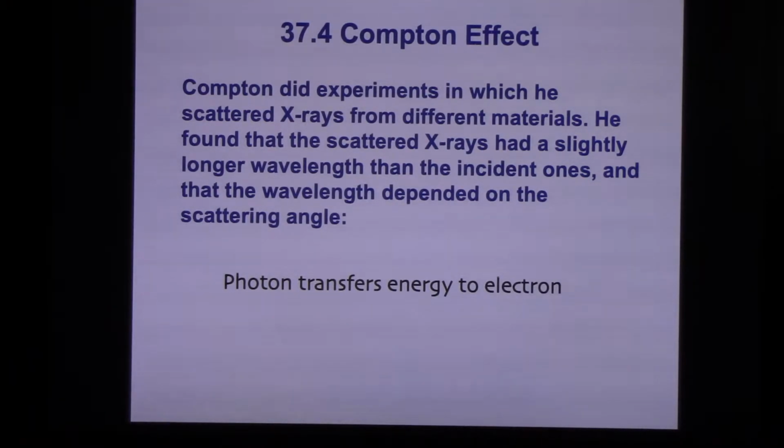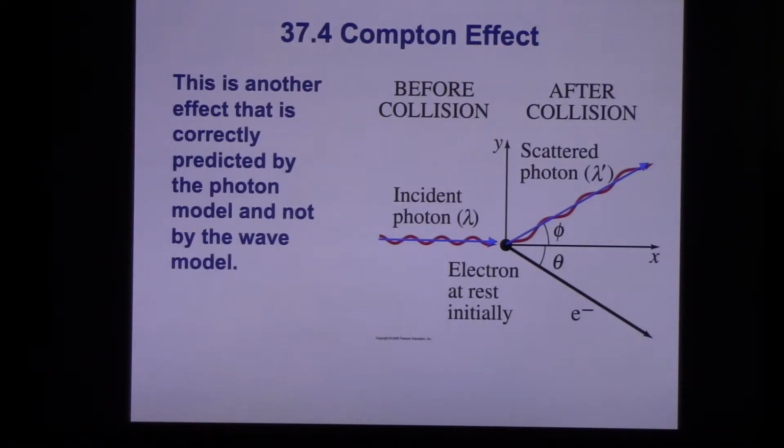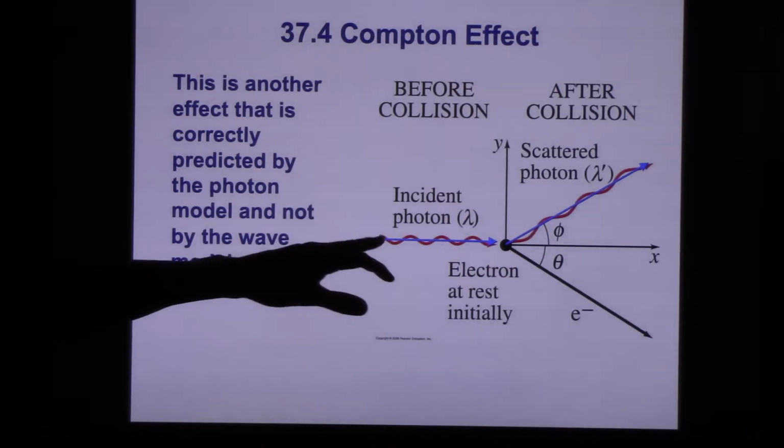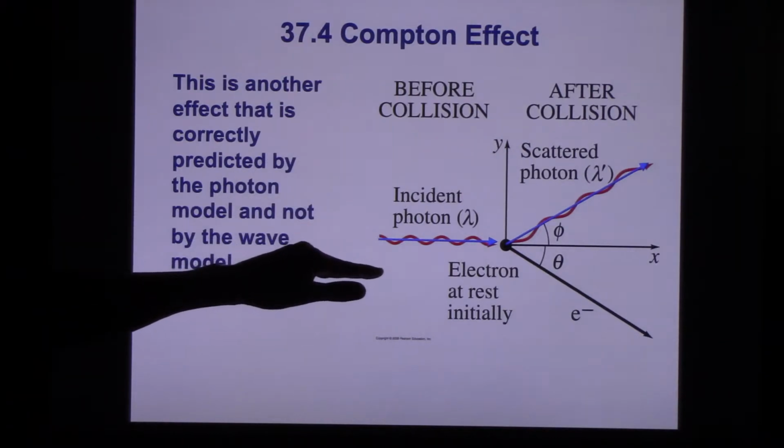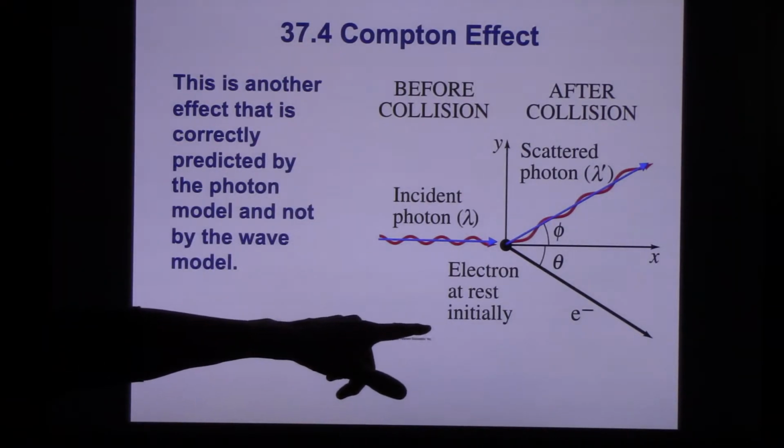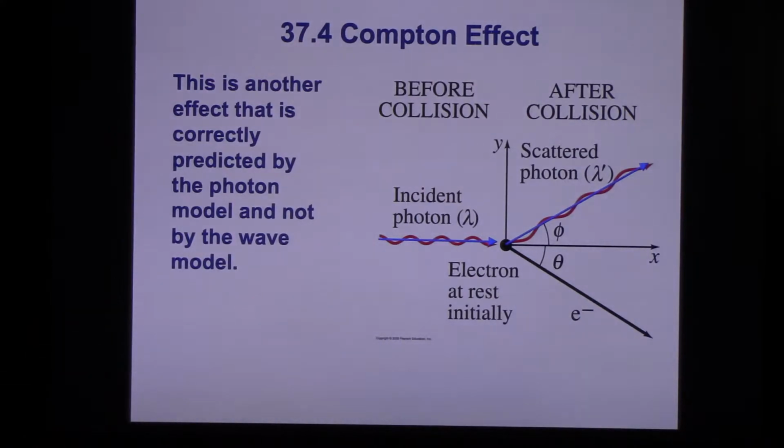So in this example, with the Compton effect, it looks more like this. The energies that we're using in this case are much, much higher. Here is the incident photon coming in. This is what's going on before the collision. Now it says that the electron is at rest initially.